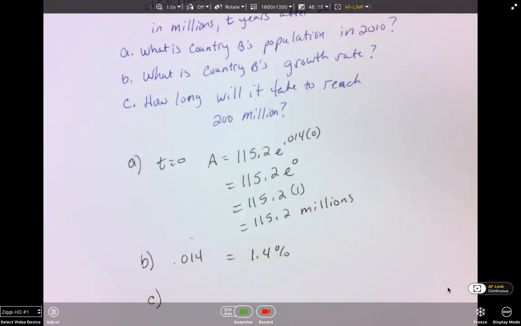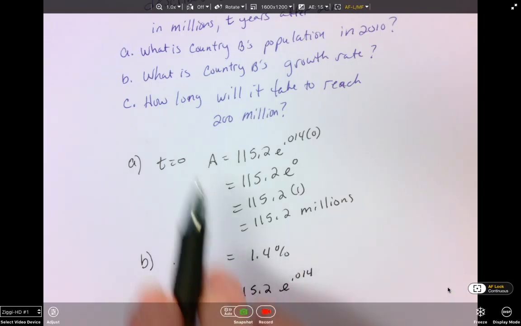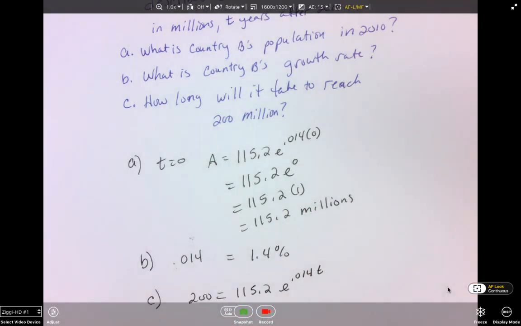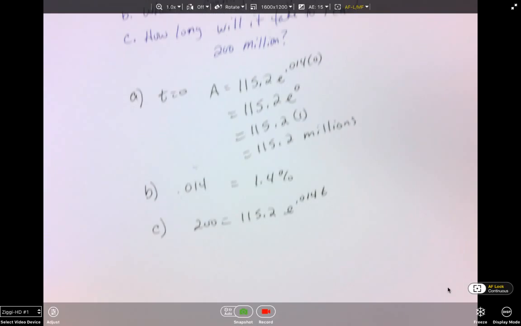Now, part C says, how long will it take to reach 200 million? Well, that means we have a new A. So on our growth model, which you can see right here, we are plugging in 200 million for A. So we have 200 will equal 115.2 e to the 0.014 t. And we're still leaving it with t because how long will it take? We're looking for the time in this case. So we just got to solve for t.